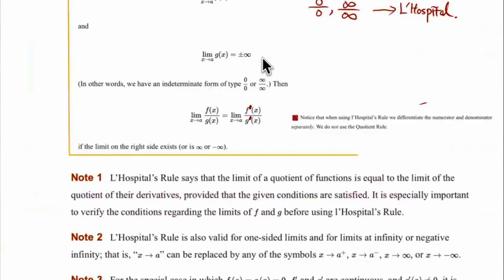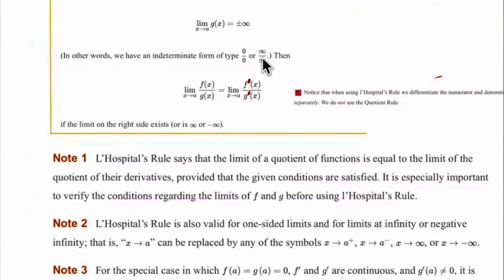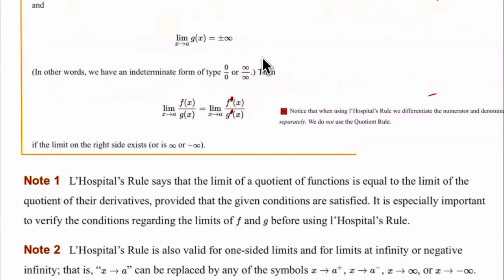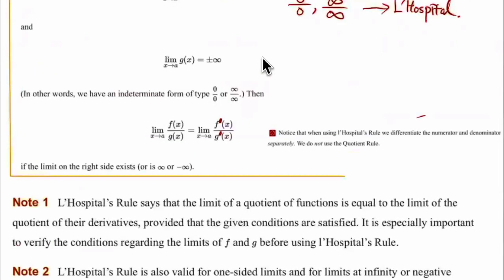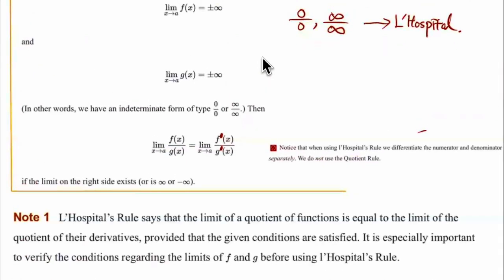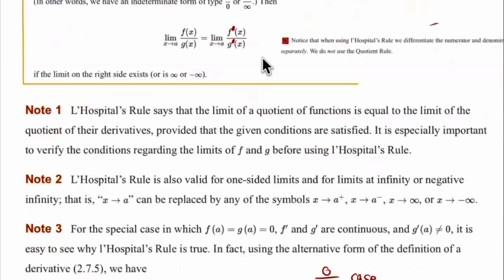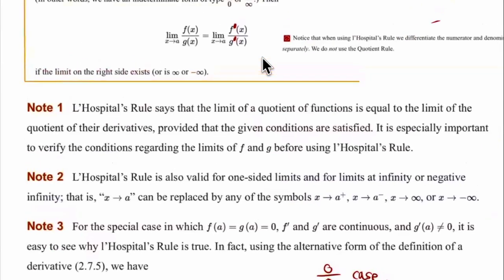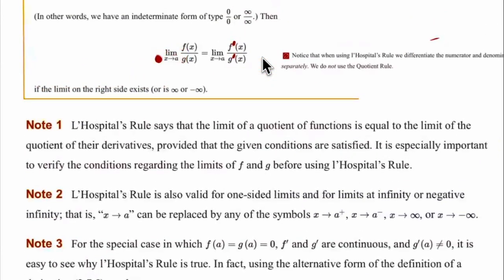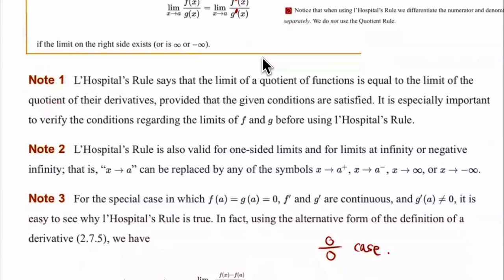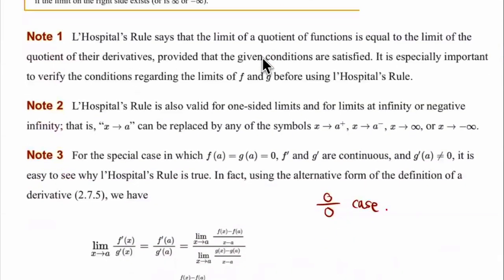Now, there are a couple notes over here. First note, you have to check if the limit is of these two types. Number two, x approaching a can also be replaced by x approaching a from the left, from the right, x going to infinity or negative infinity. Okay, so L'Hopital's rule also applies. All right. So there are a couple notes here.